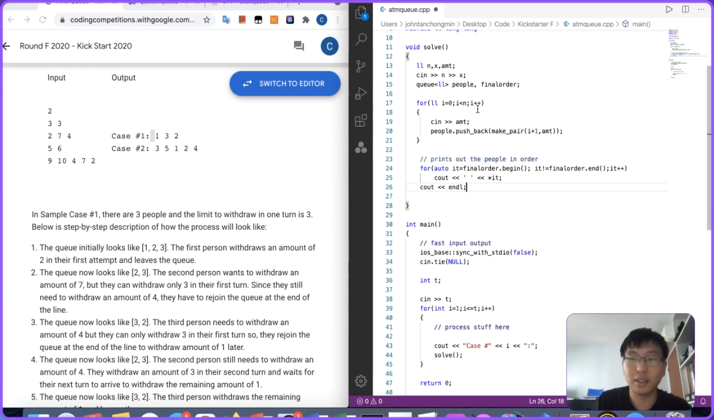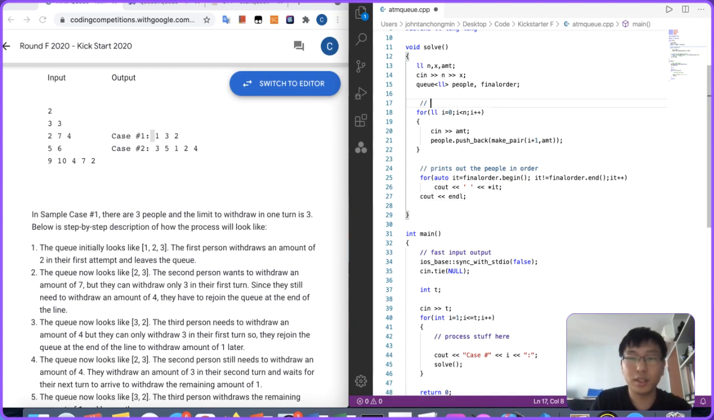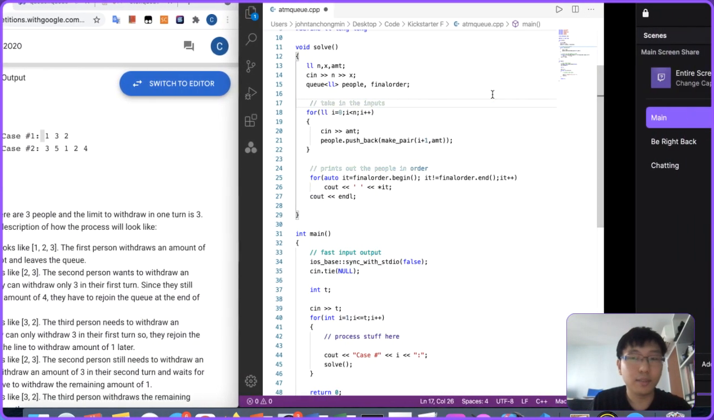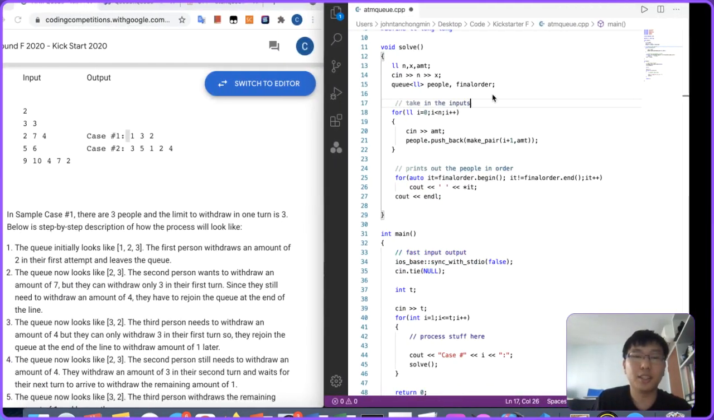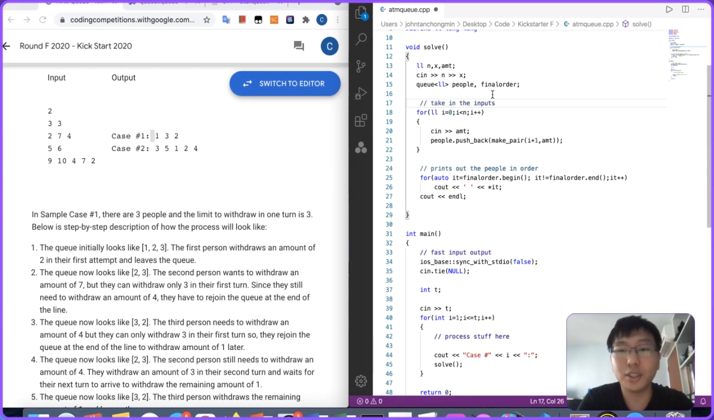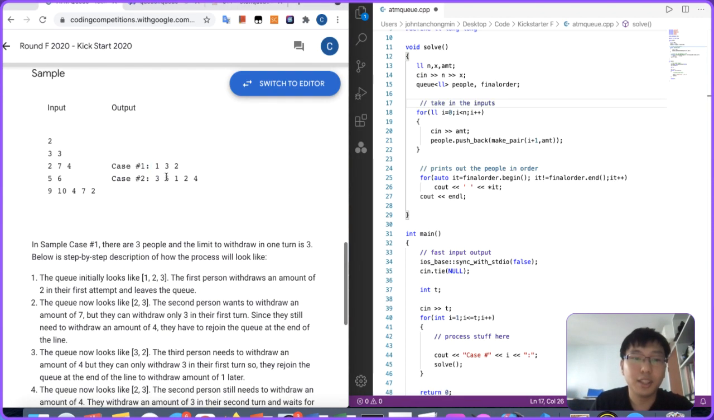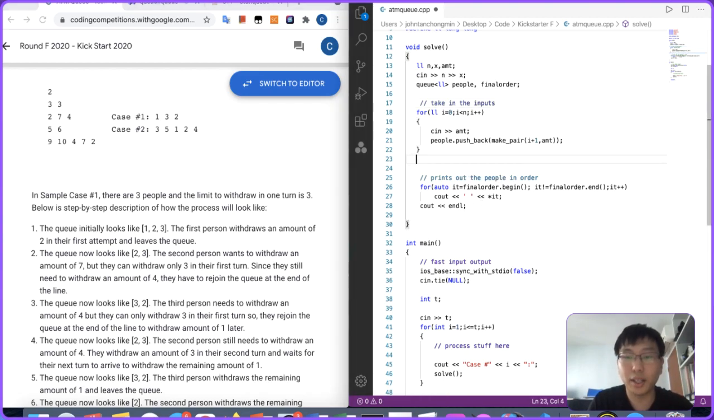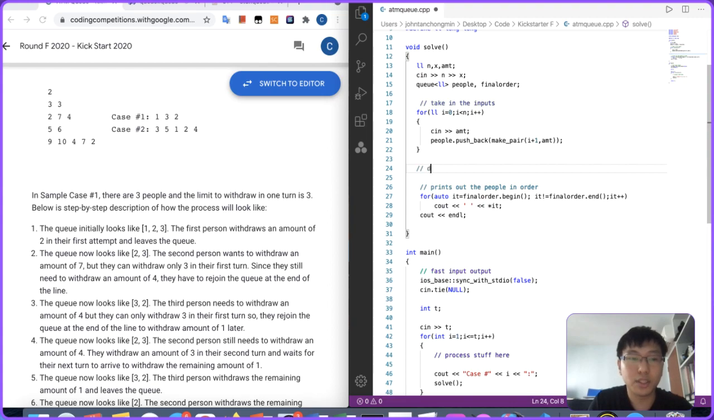Okay, so this is basically to take in the inputs. Can you see my screen, by the way? Let me just check my screen. Yeah, you can put in the comments, because I have a phone here. If you cannot see my screen or anything, you just let me know. Yeah, if not, we'll just try to solve this. Okay, so this is to print out the order of people. So right now we need to write code to simulate the queue.